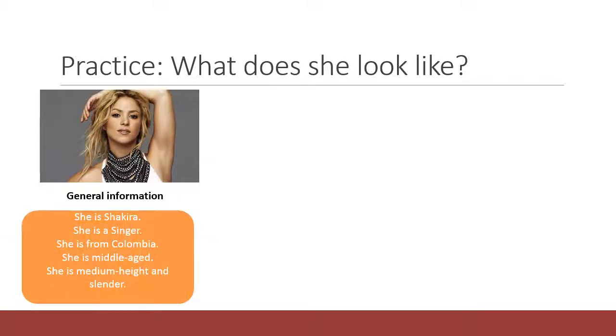So I can say that she's Shakira, she's a singer, she's from Colombia, she's middle-aged, and she's medium height and slender. Now you will have to answer the question, what does she look like? Using have got, or in this case has got because we're using she, and the verb have, but in this case has because we're talking about she. So now you can stop the video, take your time, write your ideas, and then you can compare with the ones provided here. If you have any troubles, you can come back, you can rewind the video and check the explanation again.